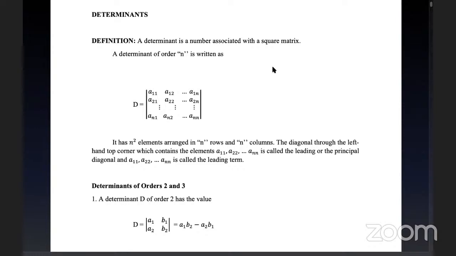Okay, so start na tayo. So our topic for tonight will be about determinants. Let me get a pen.